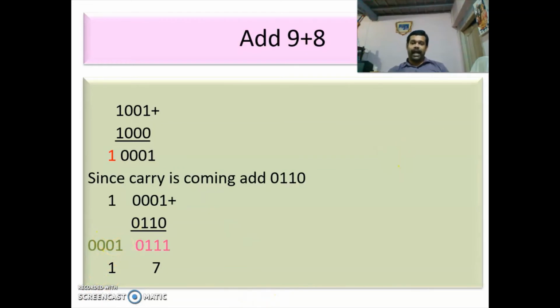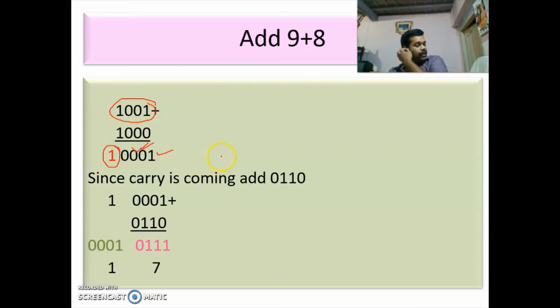Next we are going to add 9 plus 8. This is 9 and this is 8. Ordinary binary addition. 1 plus 0 is 1. 0 plus 0 is 0. Again 0 plus 0 is 0. Then 1 plus 1 is 1, 0. So you are adding two 4-bit numbers and you are getting a 5-bit result. This extra bit is nothing but carry.